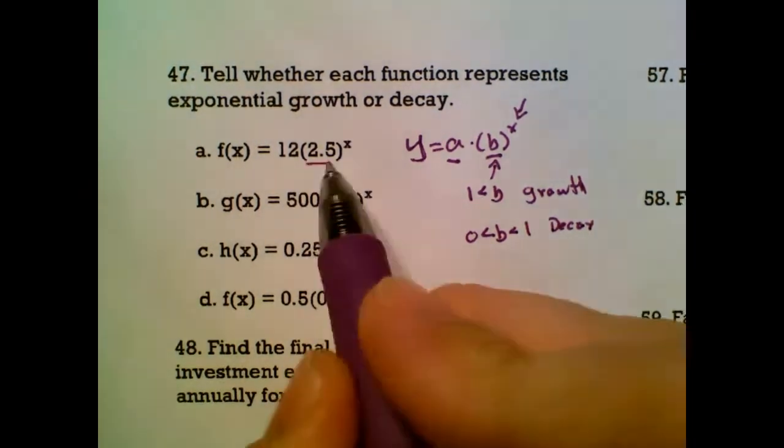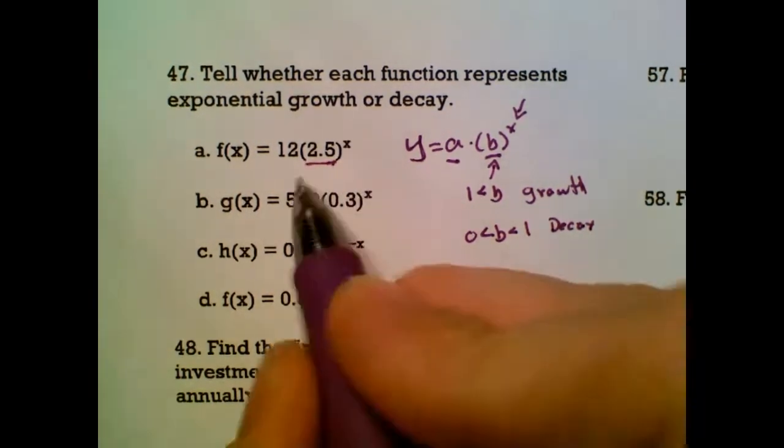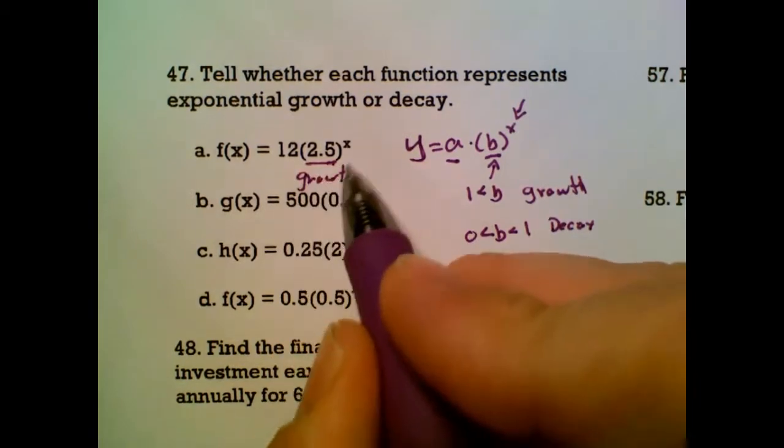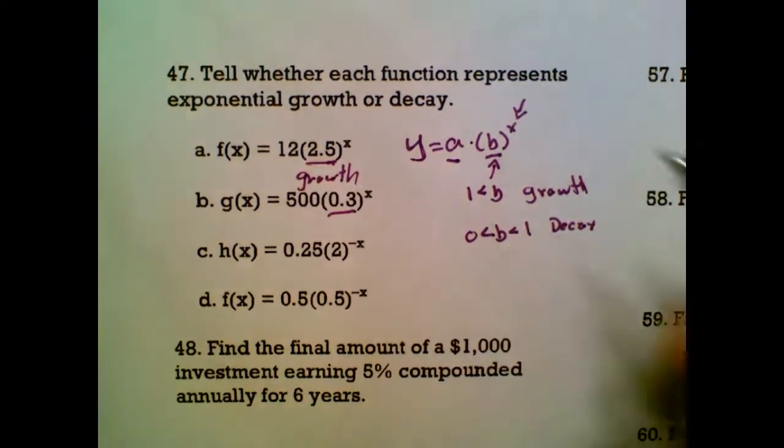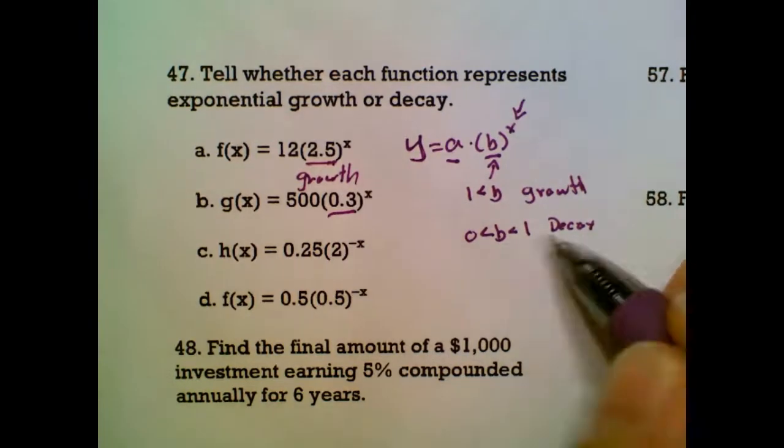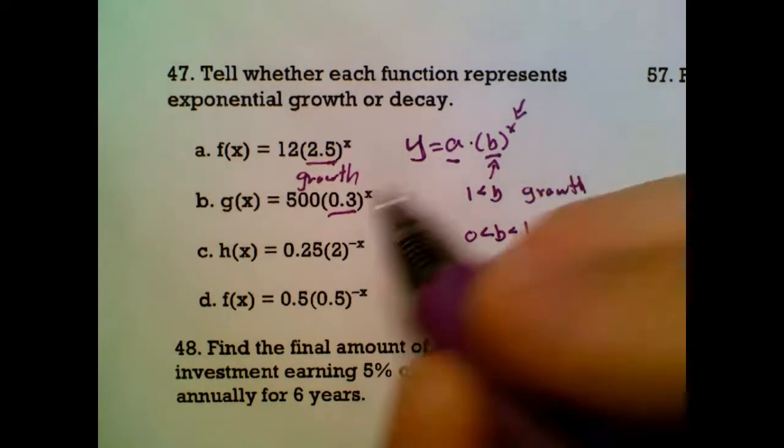So let's look at this. What is our b? Our b is 2.5. It is greater than 1, so this is growth. Check out this one. What's our b? Our b is 1.3. That's between 0 and 1. Therefore, this one is decay.